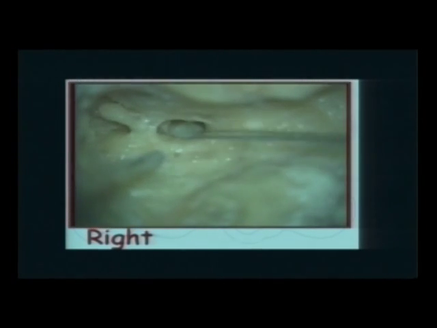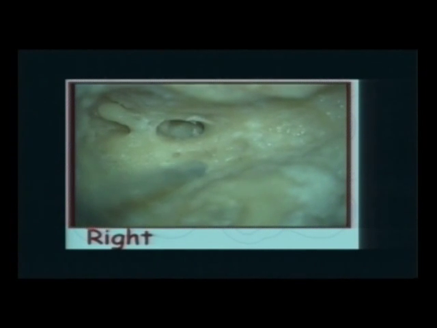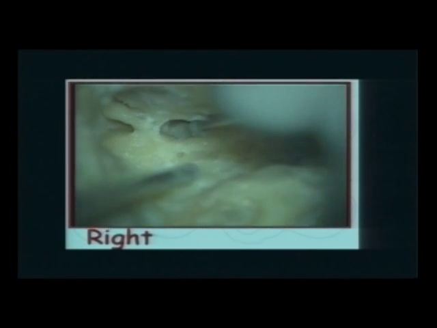And this is the pyramid right there, the pyramidal eminence. This is the stapedius, the pyramidal eminence. And this is the facial nerve. You can almost see the nerve inside the bone. You can almost see the chorda tympani in its path right there.